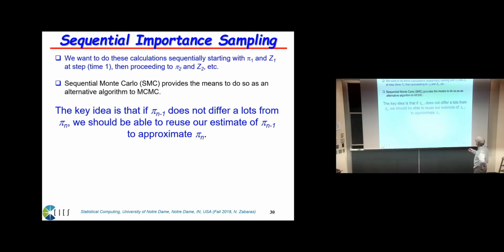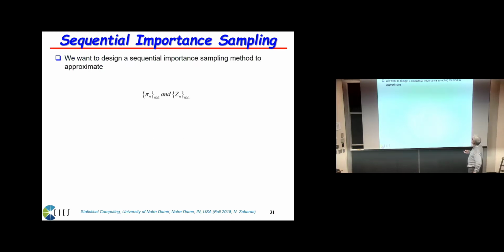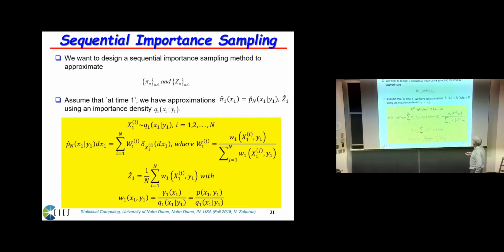So the idea here is, if we have an approximation of the posterior at time n-1, can we reuse it to come up with an easy approximation for the distribution at time n? And of course, the idea here is that the distribution at n-1 should not be very much different from the distribution at time n. So how do we reuse this so we don't recompute everything from scratch? All right, so let me go directly to how we're going to work. So we start at time 1.